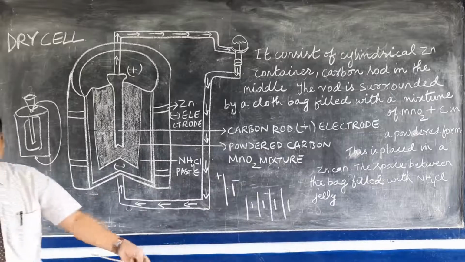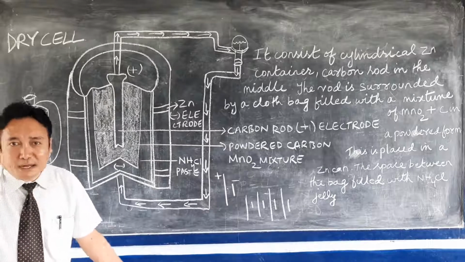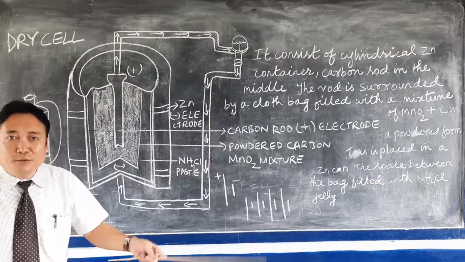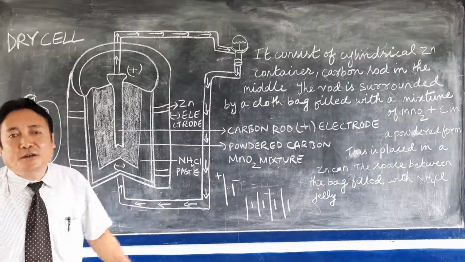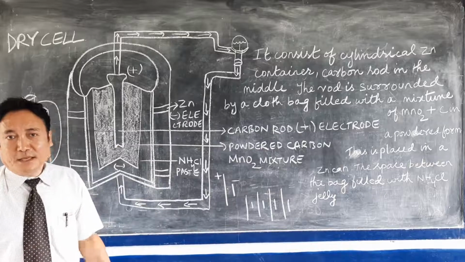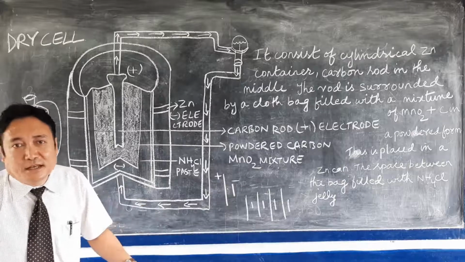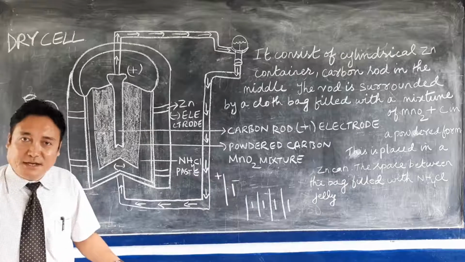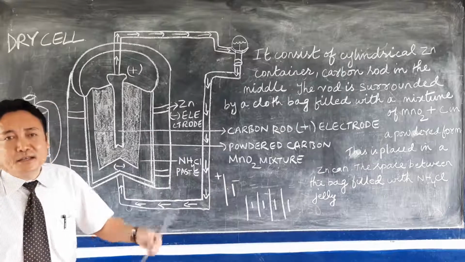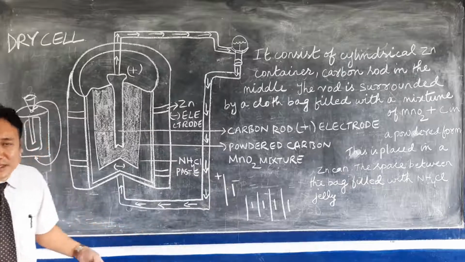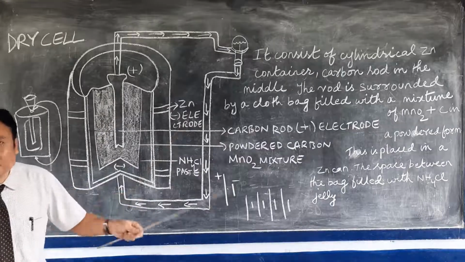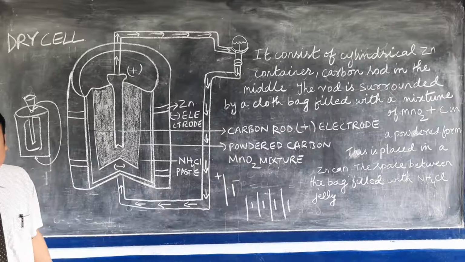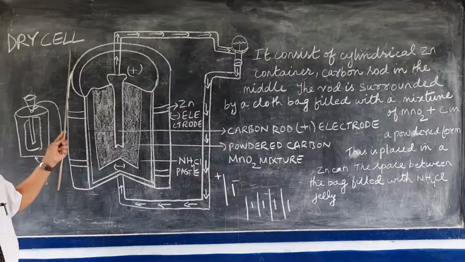For example, you can take a torchlight battery. Once you purchase a battery, it can run for a long time. Its action doesn't get over immediately, because the chemical process taking place in the cell is slow, so therefore it can last for a long time. So this is about the dry cell.